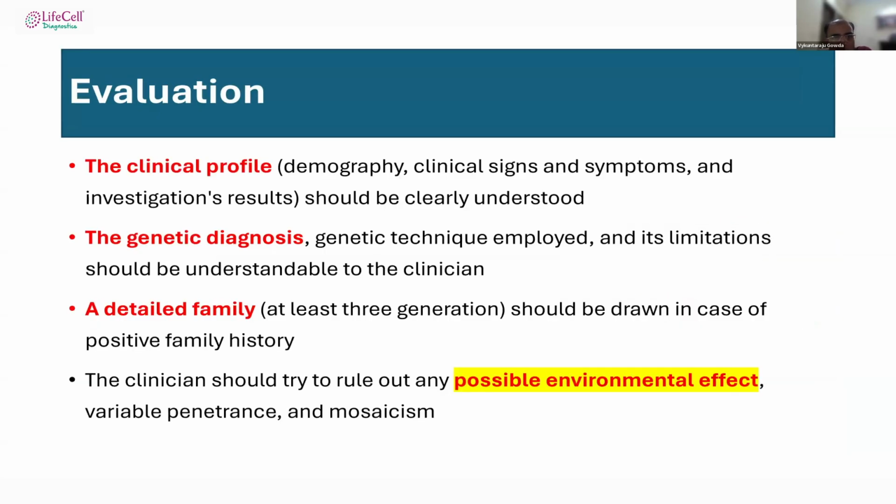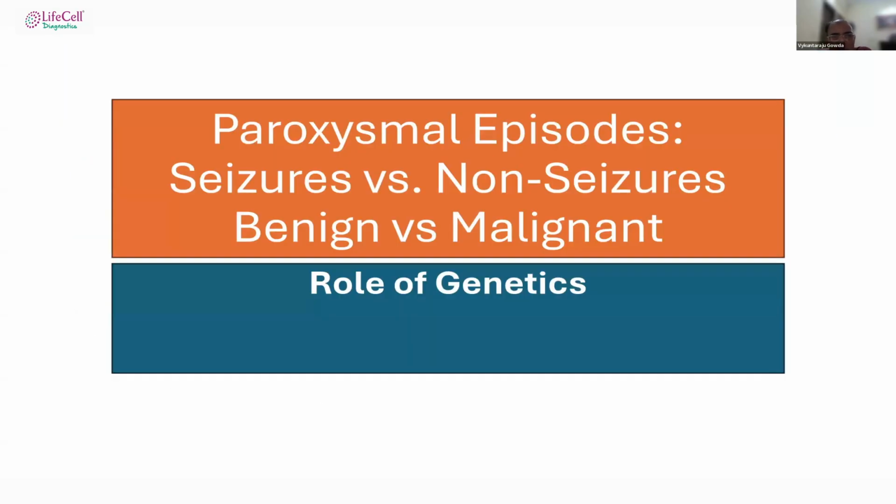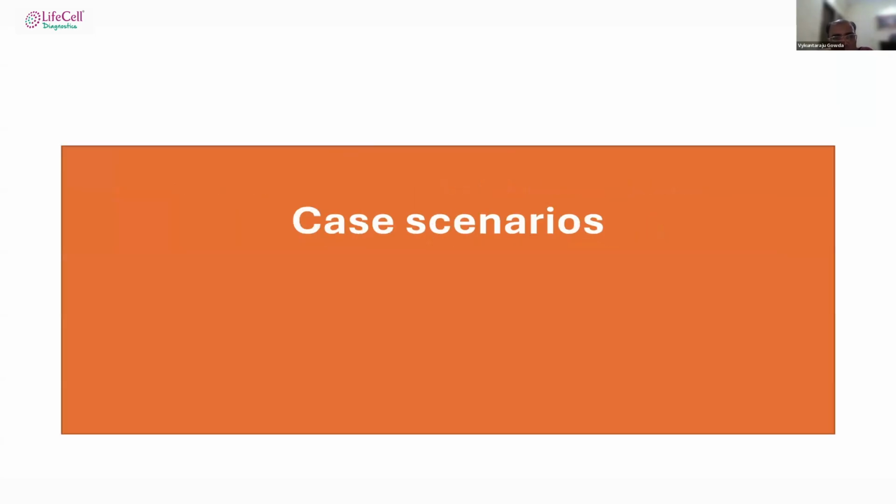So evaluation is clinically very important. After excluding acquired causes, and when you are strongly thinking of a genetic condition, you should always consider the possibility of genetic etiology as a cause for epilepsy. The role of genetic diagnosis is very important, not only in refractory epilepsy, but even in self-limiting epilepsy. I'll be giving some case scenarios.